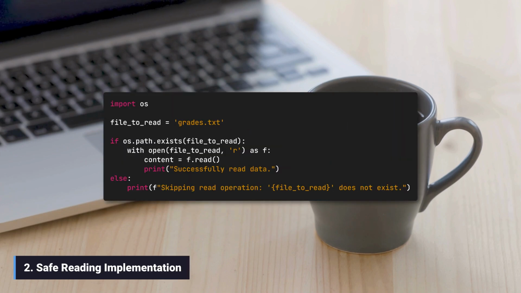2. Safe reading implementation. This demonstrates the correct pattern for safe file reading. We check if grades.txt exists first. If it does, and only then, we proceed to open it with the with statement in read mode. If it doesn't exist, we skip the open call entirely, preventing the FileNotFoundError and allowing the program to continue gracefully.